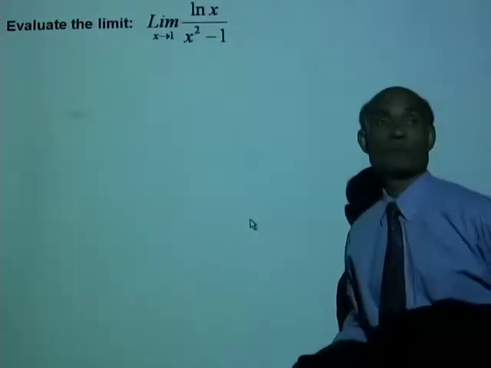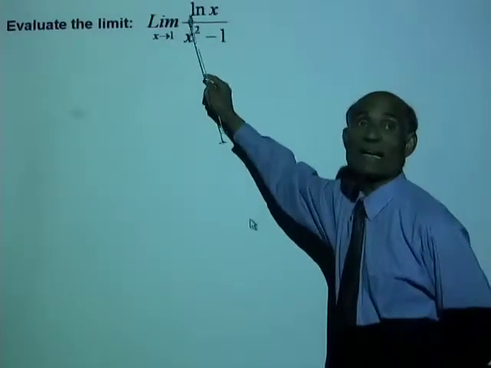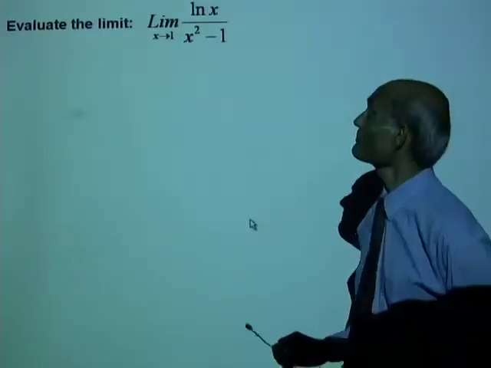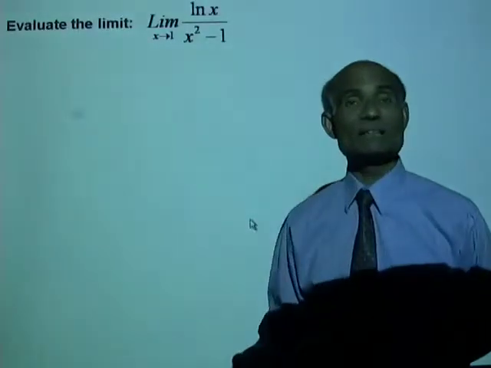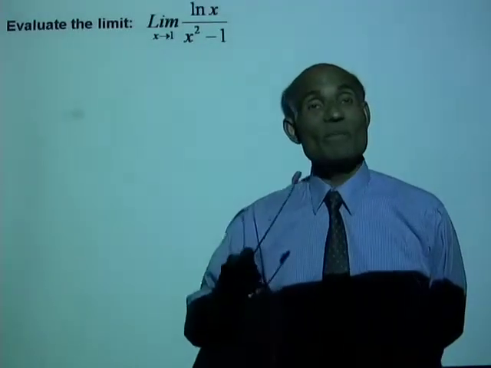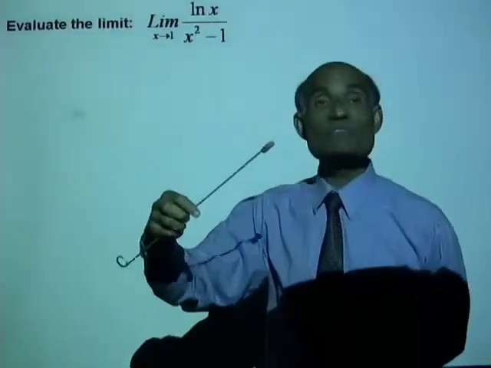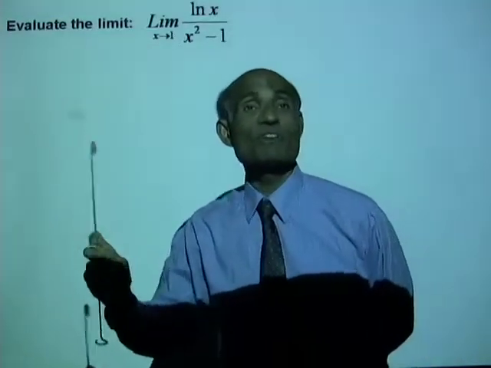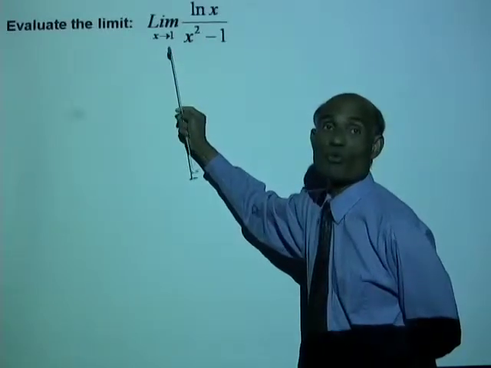Another one. Evaluate the limit. Limit x approaches 1, ln x over x squared minus 1. Can you test if L'Hopital's rule can be applied here? What's the condition for L'Hopital's rule to be applied? A direct substitution of the limit should give you an indeterminate form, 0 over 0 or infinity over infinity. Alright, replace x by 1 here and see what form this is.